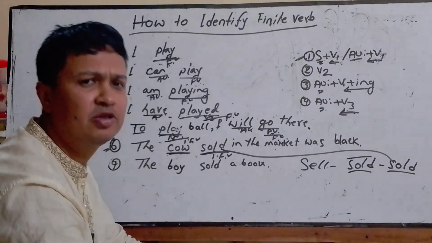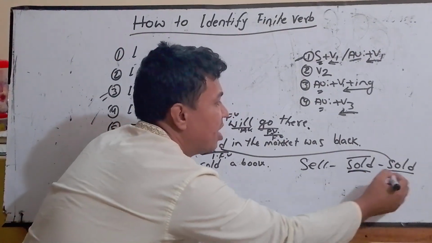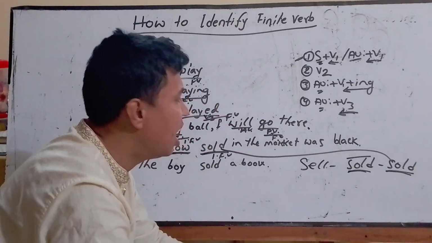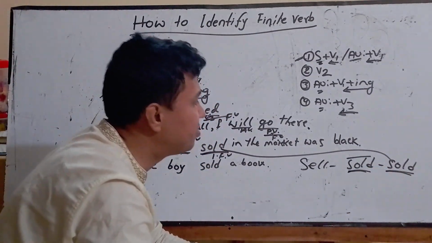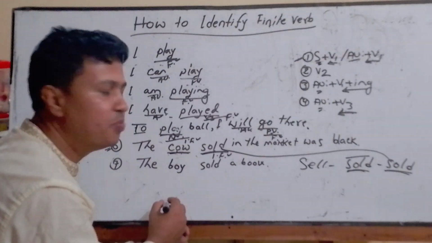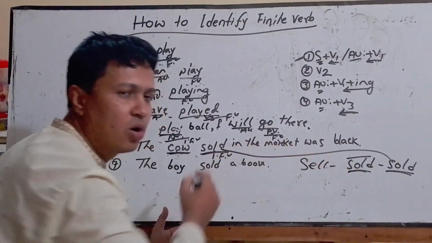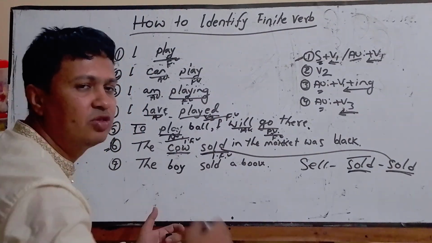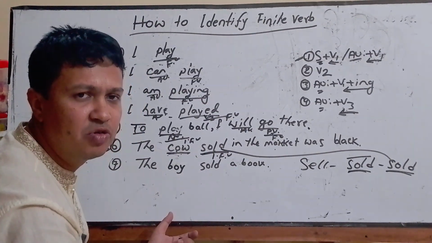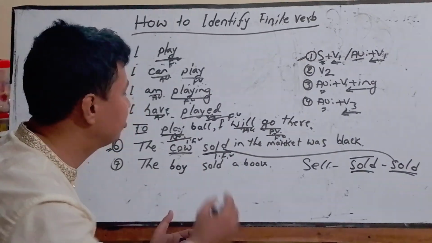There are different kinds of verbs, and verb 2 and verb 3 are the same. How can you identify which one is verb 2 and which one is verb 3? If the subject has the capability to perform its action, then the verb will be verb 2. Or if the subject does not have any capability or ability to perform its action, then the verb will be a non-finite verb. And it's a finite verb because there is no auxiliary verb.